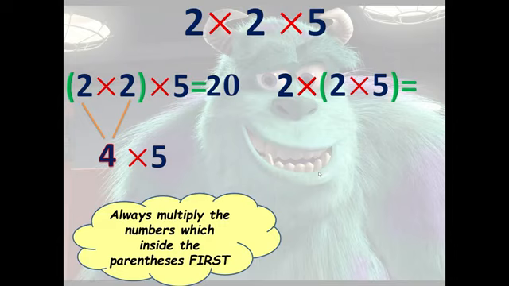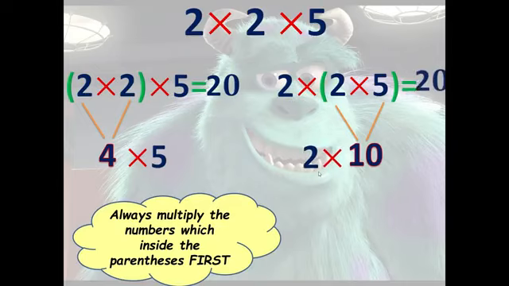To start, remember, the parentheses come first. So let's start with 2 by 5. 2 by 5, the answer is 10. And now the only thing left is 10 multiplied by 2. 10 multiplied by 2 equals 20. See, both problems give us the same answer, no matter how we group the numbers. That's cool. Let's practice some more.